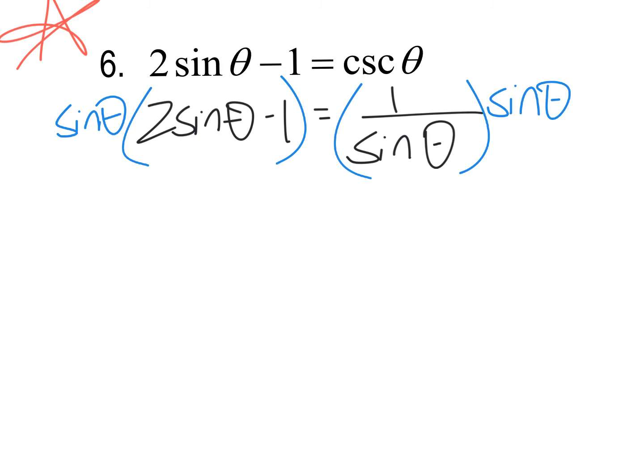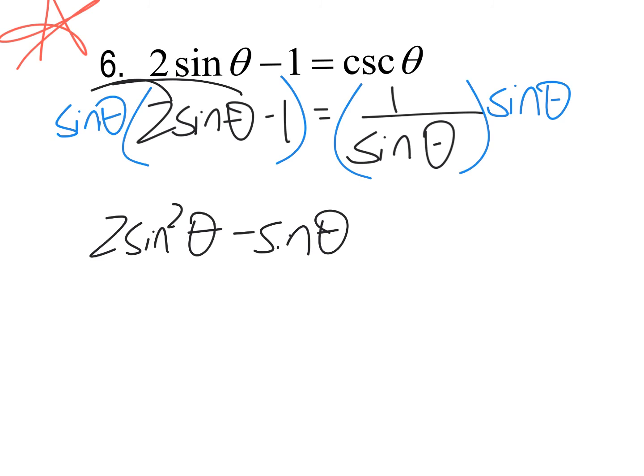What that means is I'm going to distribute my sine theta on this side, so that gives me 2 sine squared theta minus 1 sine theta. And on the right-hand side, my sine thetas cancel, which is what I wanted. I wanted to clear the fractions, and I get equals 1. So now I'm going to move everything over to one side so that I get 0 on the other side, and I'm going to try and factor the left-hand side.